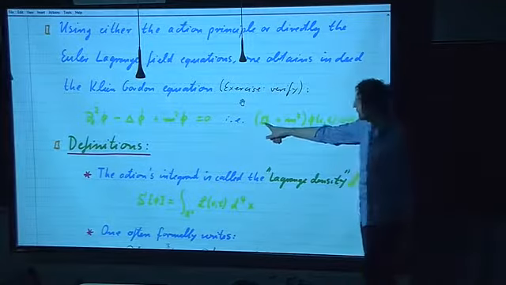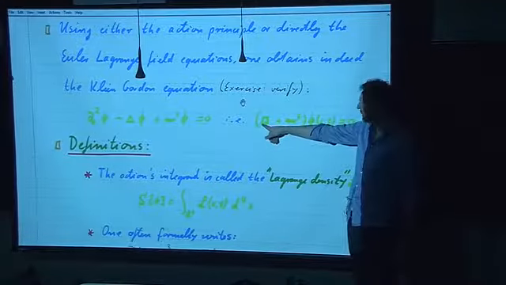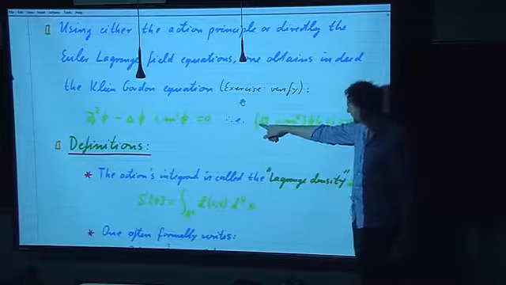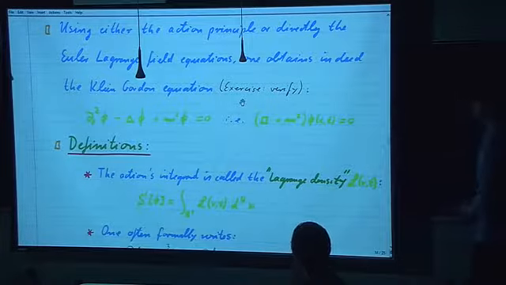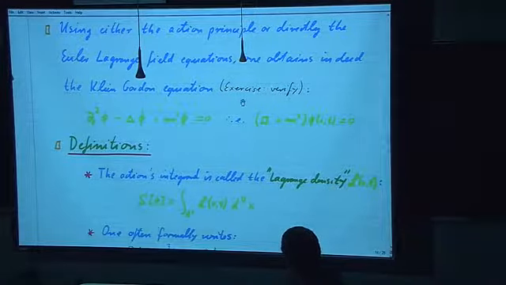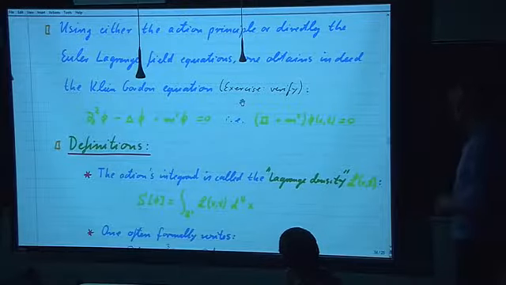And this is, of course, on flat space, the sum of the second time derivative minus the sum of the second space derivatives. All of that will change with curvature.